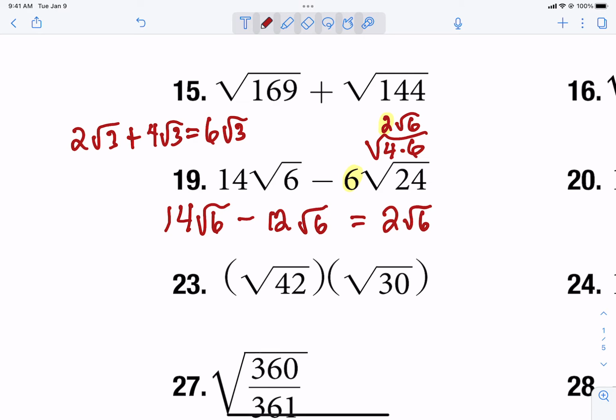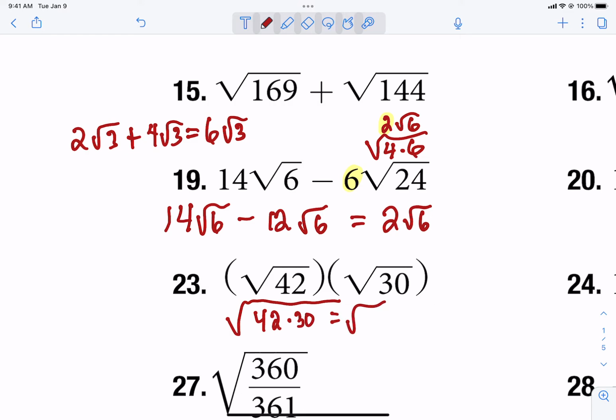For number 23, the first thing I look for when I multiply radicals is whether there are any perfect squares. Well, 42 is 6 times 7, nothing's a perfect square. 30 is 6 times 5, nothing's a perfect square. But this can be the square root of 42 times 30, and maybe they have something in common.